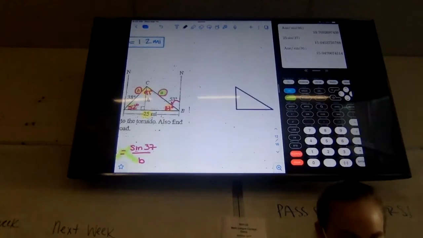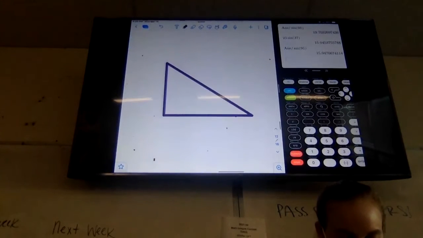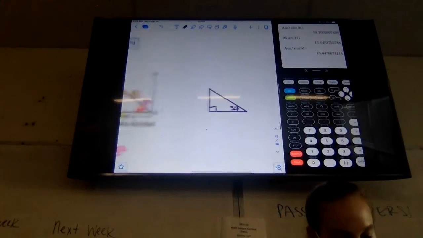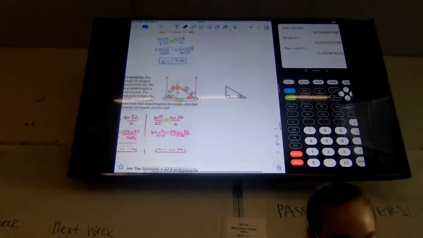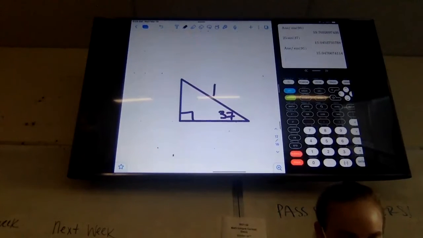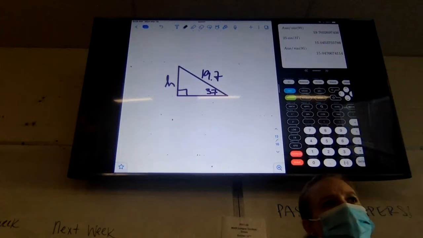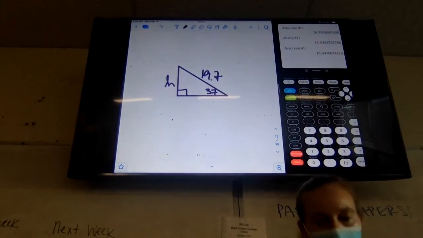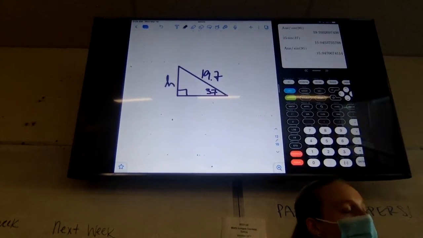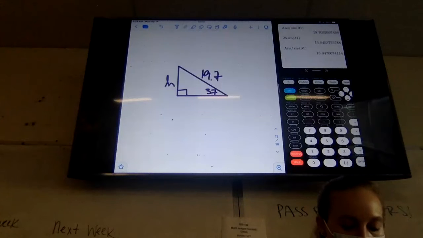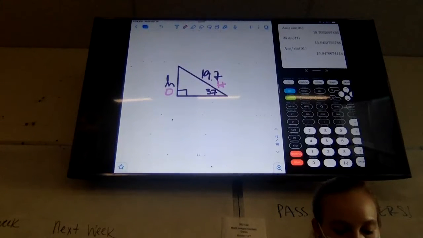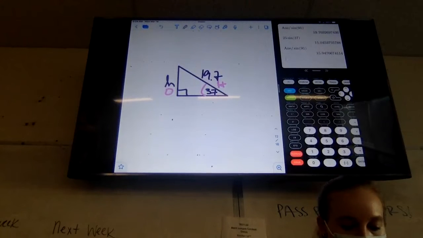I know that this angle, since I took it from the right side of the shape, has the angle of 37. And then it has the hypotenuse of little a, which was 19.7. And then I want to find the height. Which trig function do I use? Sine. We use sine again. My opposite is my H, and my hypotenuse is my 19.7, and I've got my angle. So I'm going to do sine from here.